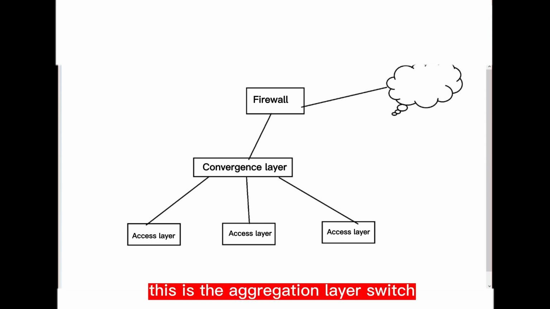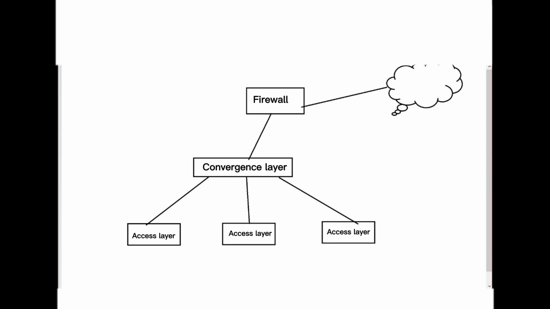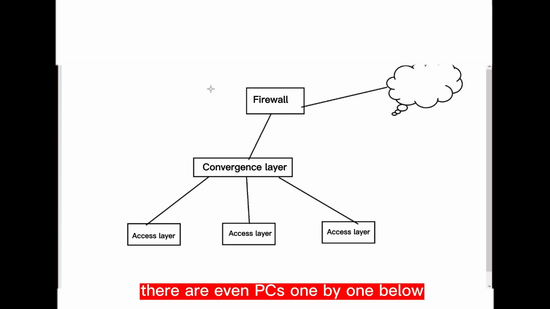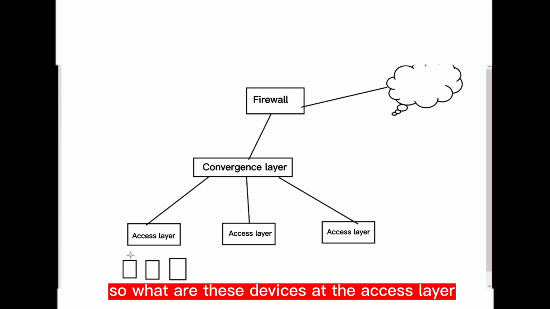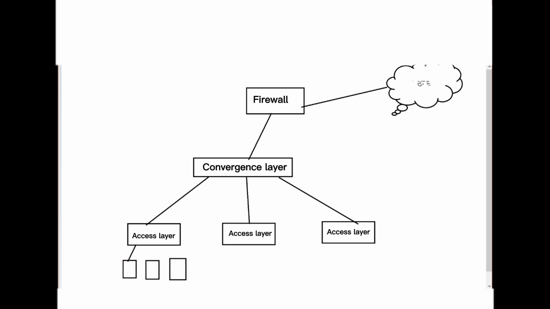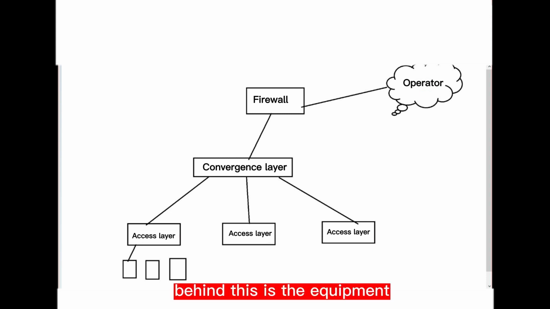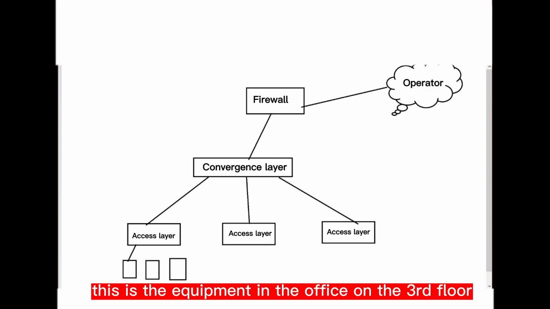This is the aggregation layer switch. Below is the access layer switch. Then the access layer is connected to the terminals. There are even PCs one by one below. So what are these devices at the access layer? Assuming this is the equipment in the office on the first floor. Behind this is the equipment in the office on the second floor. This is the equipment in the office on the third floor.